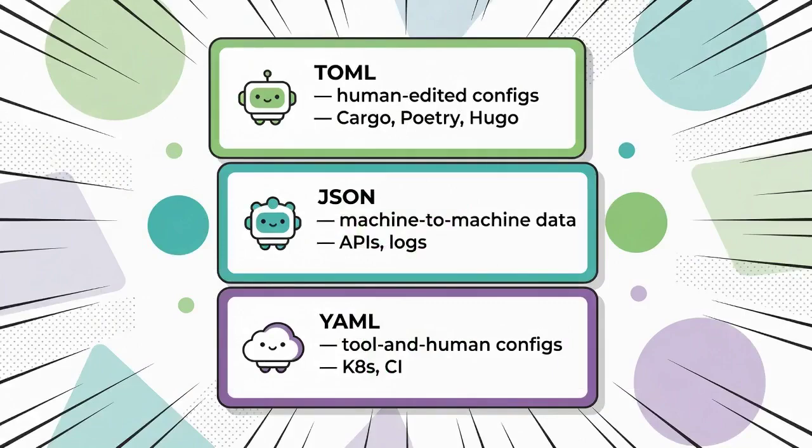Cargo manifests, Python project metadata, Hugo sites, npm overrides, and game engine projects. JSON dominates APIs and stored data. YAML dominates Kubernetes manifests and CI pipelines where tools generate the file. Pick the language that matches who writes it most often. TOML for humans, JSON for machines, YAML for both with care.